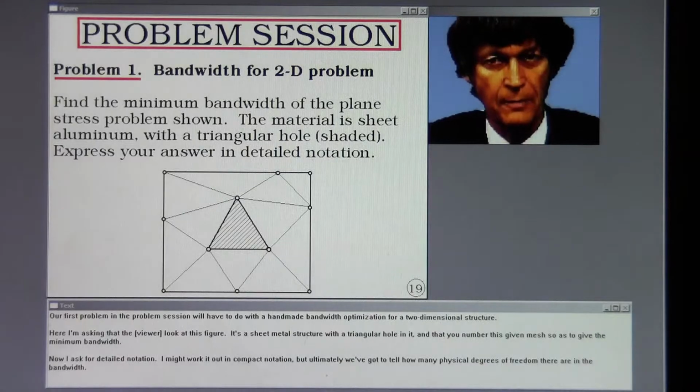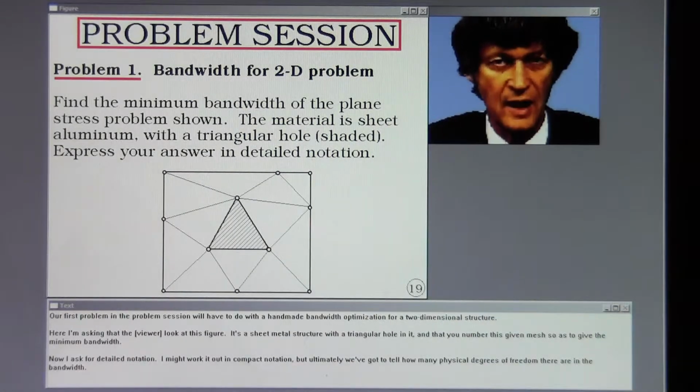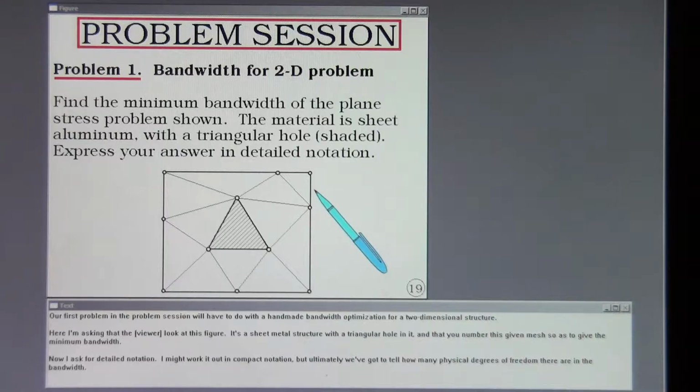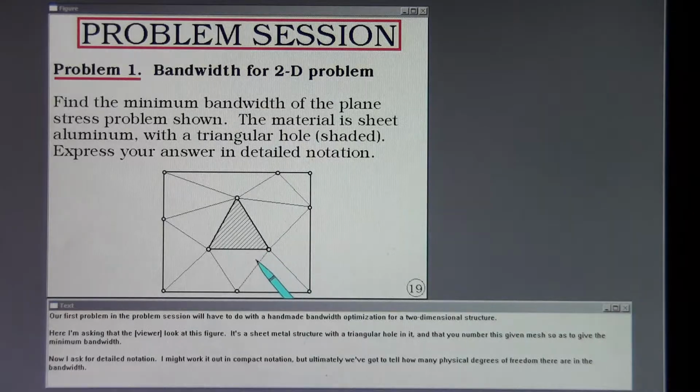Our first problem in the problem session will have to do with a handmade bandwidth optimization for a two-dimensional structure. Here I'm asking that the attendee look at this figure. It's a sheet metal structure with a triangular hole in it, and that you number this given mesh so as to give the minimum bandwidth. Now, I ask for detailed notation. I might work it out in compact notation, but ultimately we've got to tell how many physical degrees of freedom there are in the bandwidth.